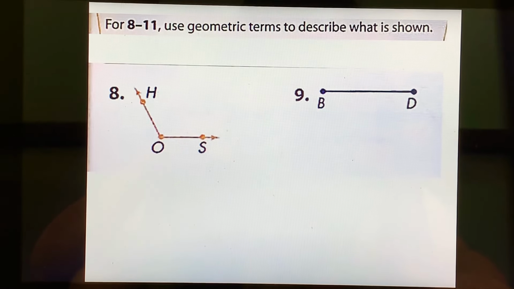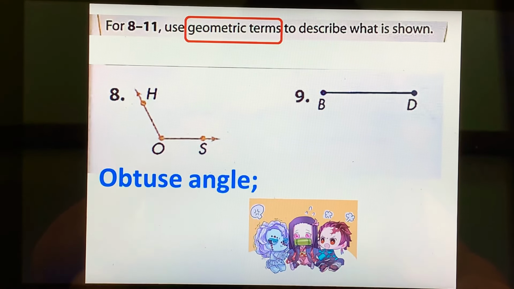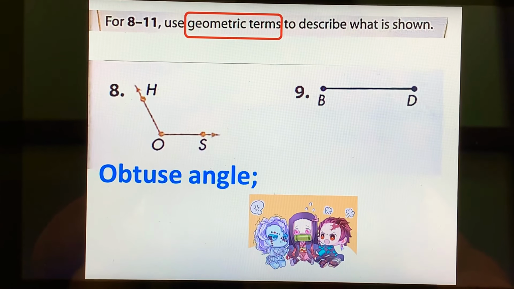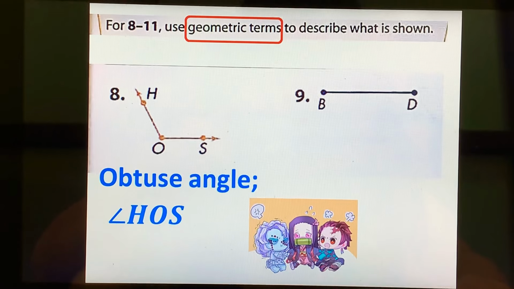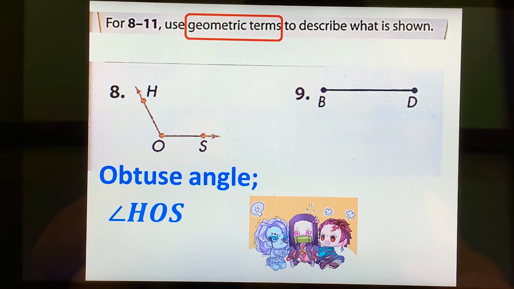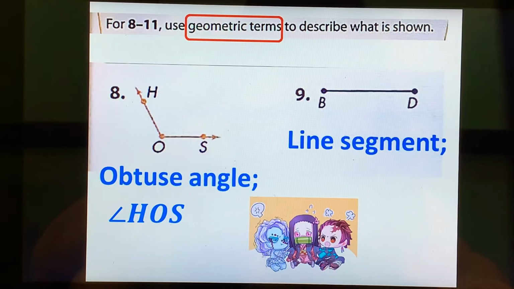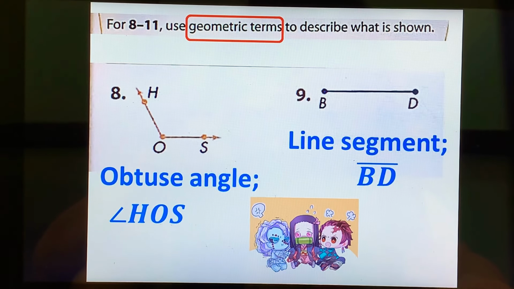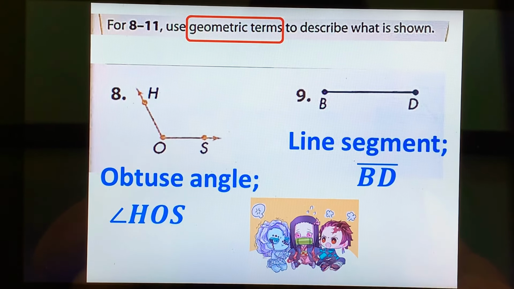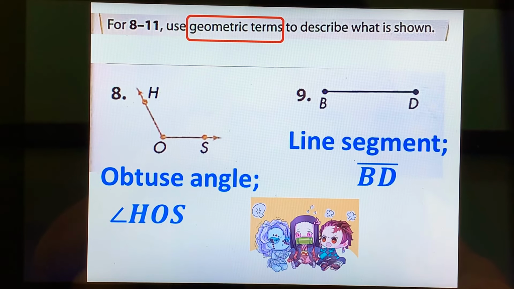第8题是什么角呢？That's right. It's an obtuse angle. Obtuse angle. 钝角。Angle HOS. Number 9, what is it? That's right. It's a line segment. 它是一个线段。How do we label it? Line segment BD. 记法就是这样子记。Okay?